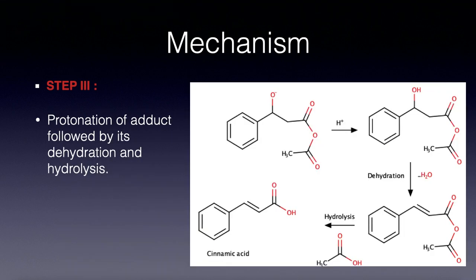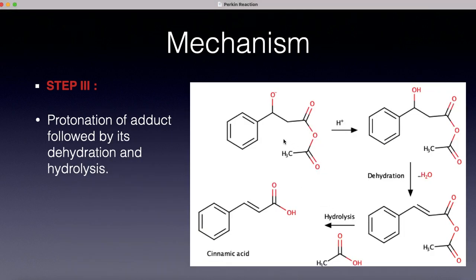In the third step, there is the protonation. This O minus abstracts the proton from the solvent. There is the formation of this product, followed by dehydration. There is the loss of the water molecule: hydrogen from this carbon, hydroxy group from this carbon. There is the formation of the double bond between these two carbons.